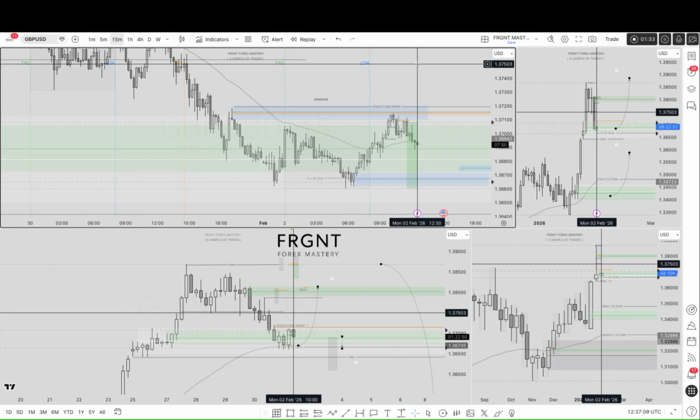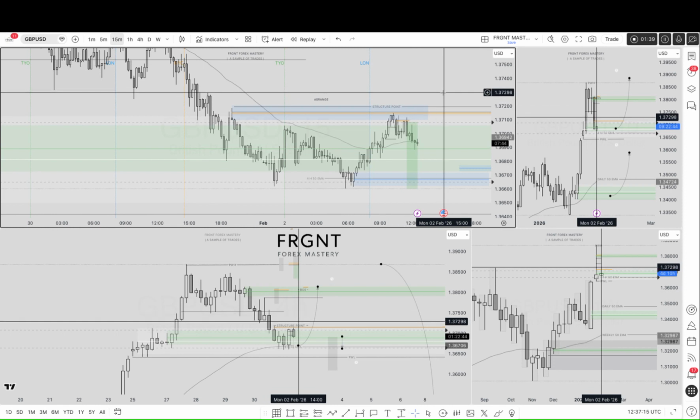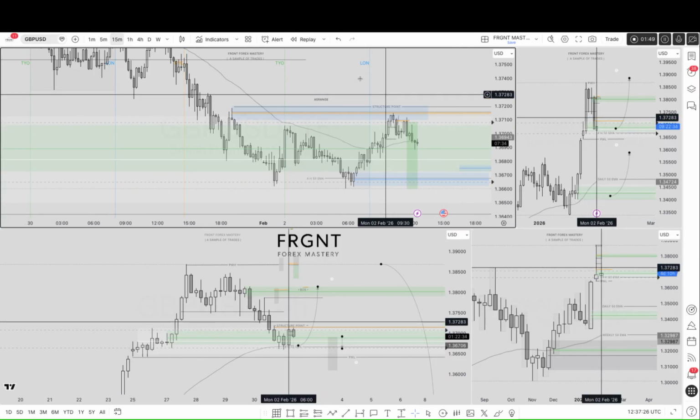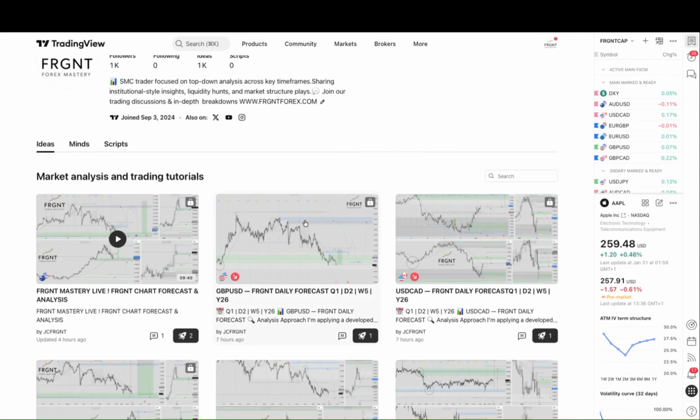What must be said is, of course, the forecast thus far has played out as planned. The Asia range setup is not something that I will share with you all directly. That is specifically for Frgnt Mastery members only. But what I will show you is how price is getting on at this time, and the importance of planning your trades well in advance of price action actually being in and around that area.